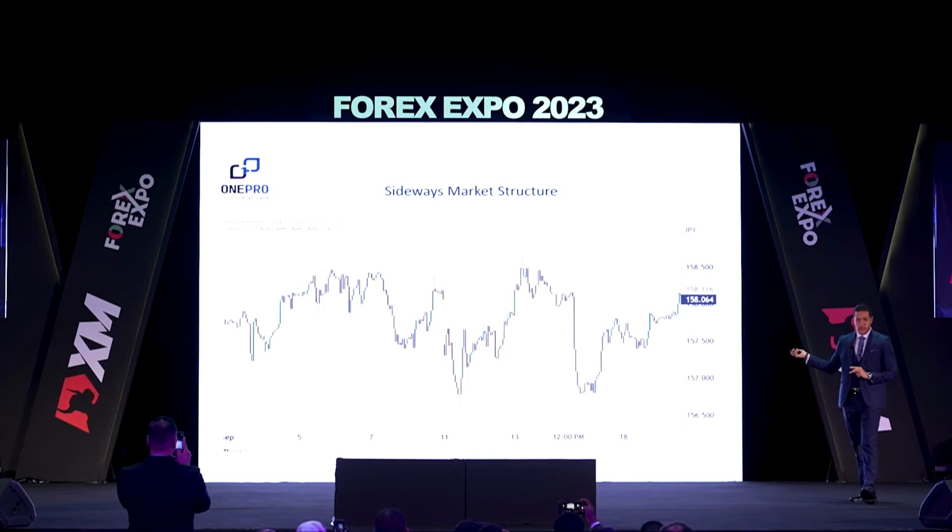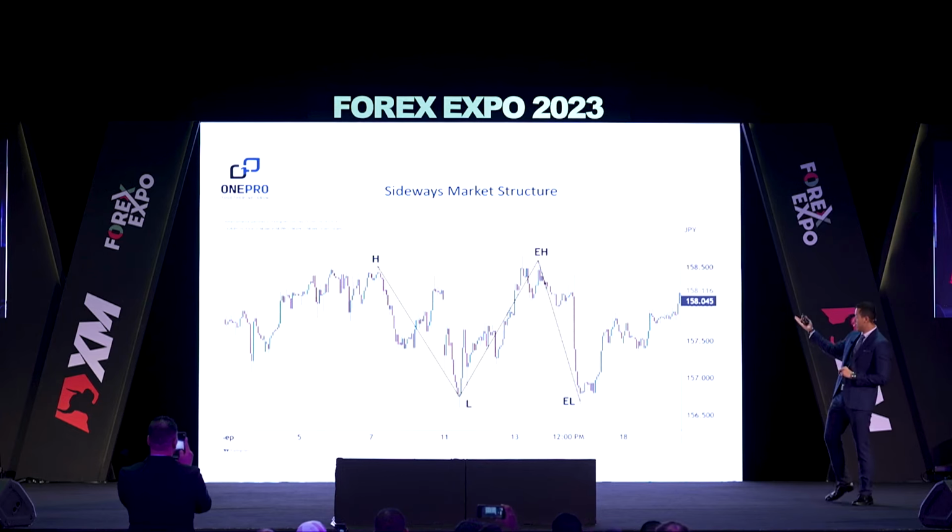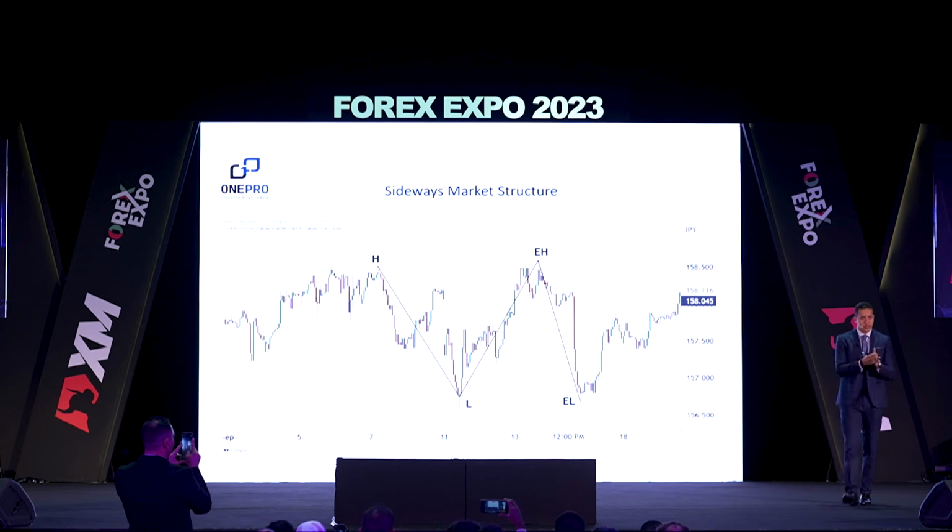How do you know that? Simply by identifying the highs and lows. So it was a high followed by a low, an equal high and an equal low. That's when you know that the market is doing nothing. It's just moving in a sideways range.